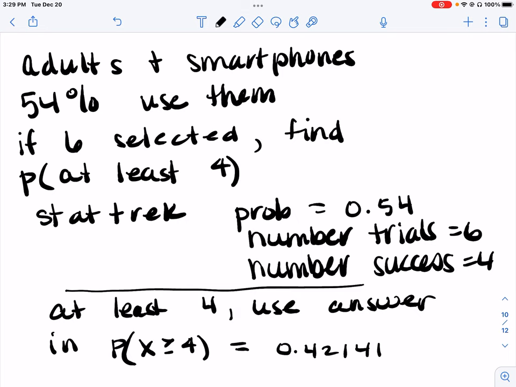But this time, after we hit calculate, at least 4 means 4 and bigger. So we're going to look at all the different answers, and the answer you want to choose is the one that says x is greater than or equal to 4, because that corresponds to where it says at least 4.